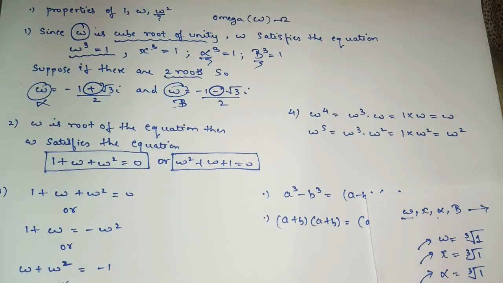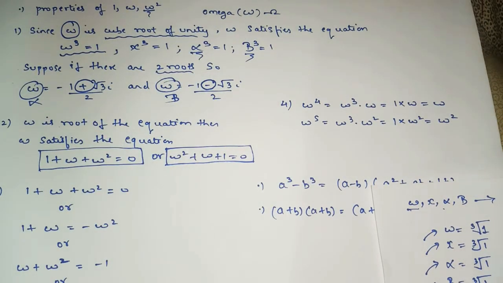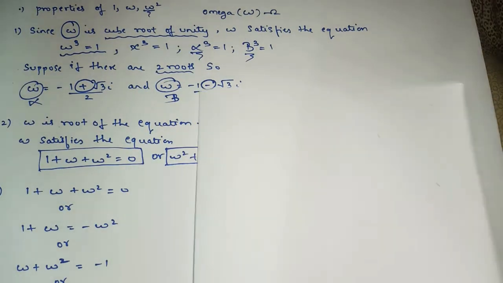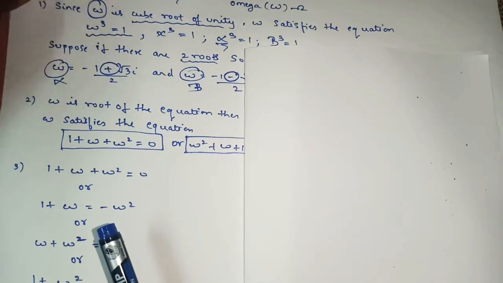As I told, I will be using w instead of using omega everywhere in every sum. Okay, I will use the word w, just to avoid confusion. So these are the 2 points which you have to keep in your mind. Now we'll see the formula, that is the third one, which will play an important role.